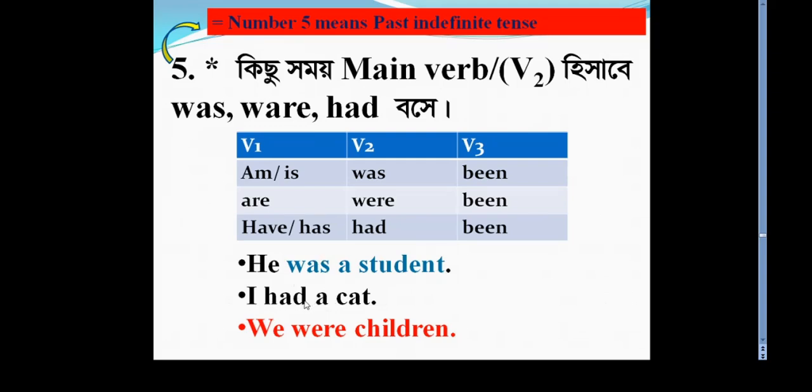If anyone says this is past perfect tense, he is right, because we use had as an auxiliary verb for number 7 as well. Both are right. And thus, we were children. Here were is the main verb, not an auxiliary verb, so it is past indefinite tense.